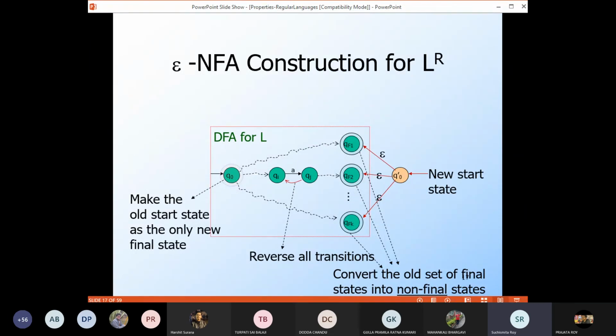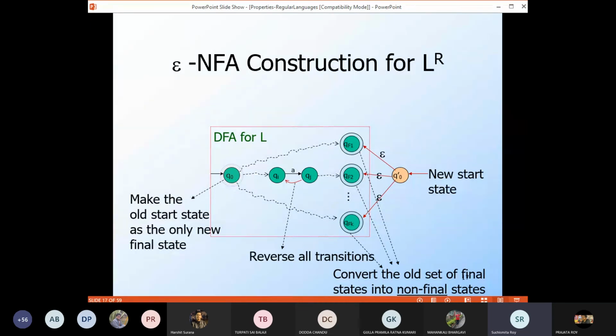So all those strings which were starting with Q0 before and ending in the final states will now start with those final states and end in Q0. So Q0 is the only accepting state. And remember, we have not introduced any new string because we have not introduced any new path. By adding a new start state, we have not introduced any new path. The same paths will be followed as before, only in the opposite direction, in the reverse direction. So all the same strings as before, only in reversed order, we will be accepting now.